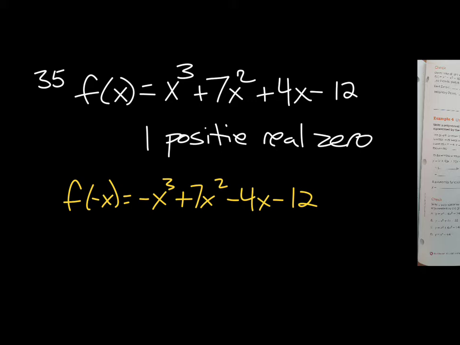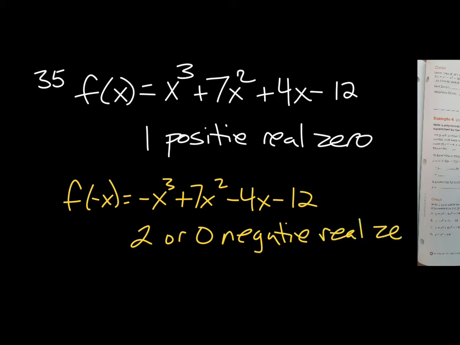And so then what does that tell us? 2 or 0 negatives. Negative real zeros. Wait, so why did 7x not change? Because it's x squared, 7x squared, so it's an even power. So when you square a negative, it stays positive, so it's not going to be able to change the sign.